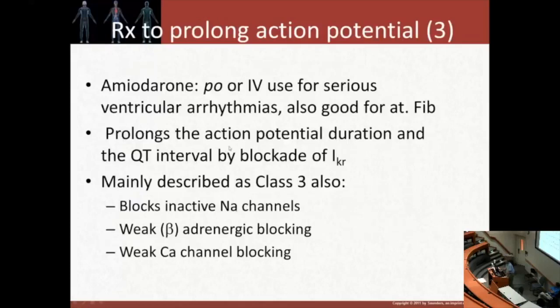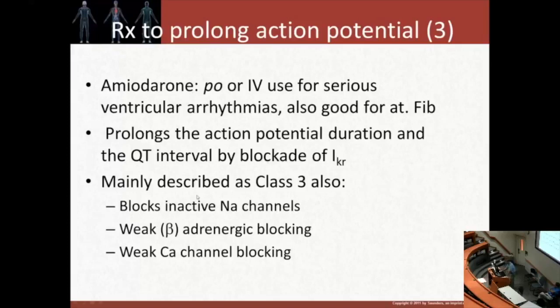As we said, amiodarone can be given orally or IV, and mechanistically, it's going to prolong that action potential that Dr. Shannon talked about, and the QT interval, by blockade of this specific potassium channel. Even though it's described as a class 3, and this is where it gets really tricky, the Vaughan Williams classification was made to make learning antiarrhythmics easier. I think it actually made them harder.